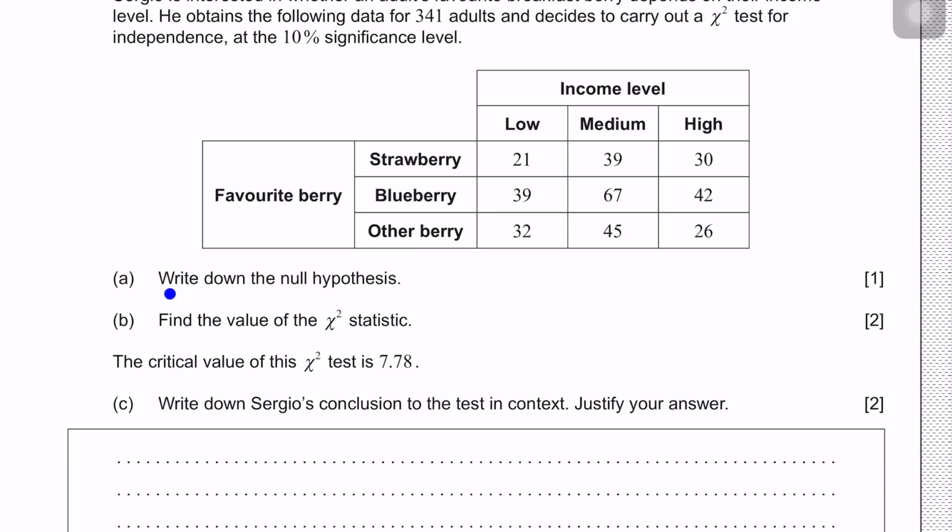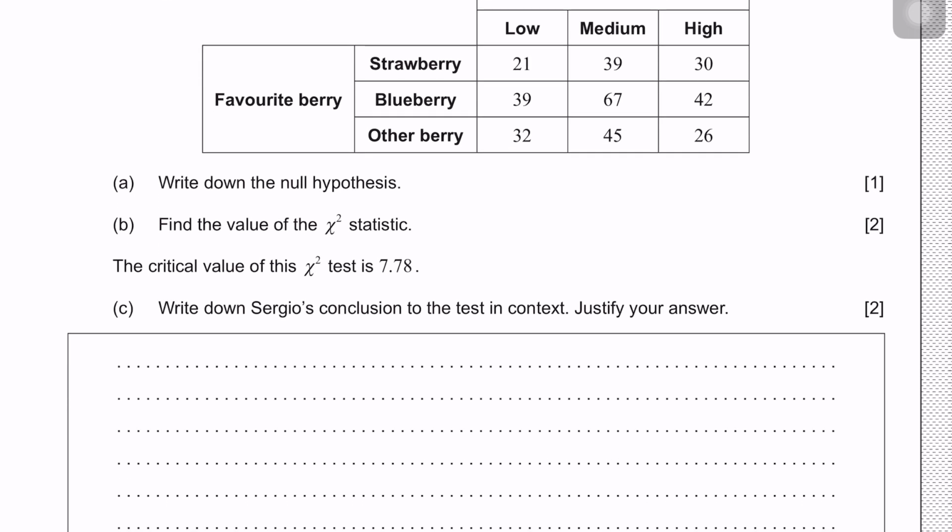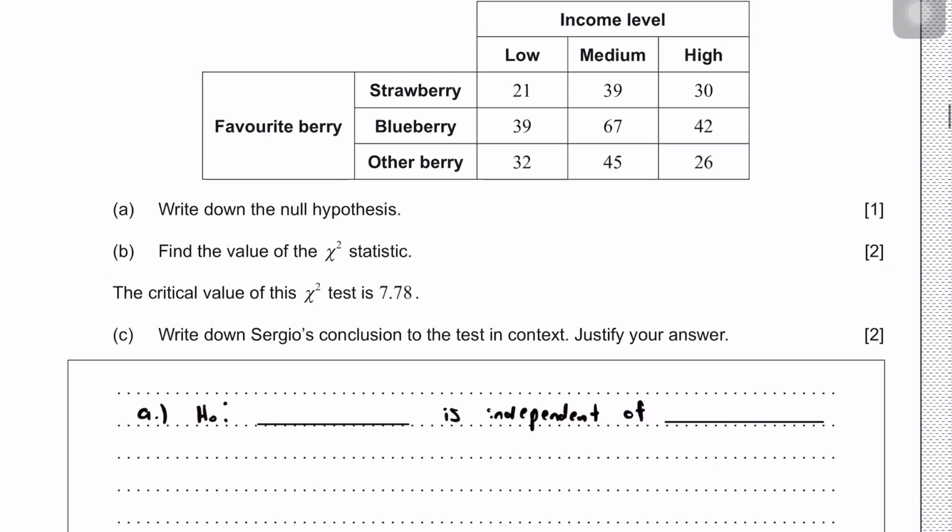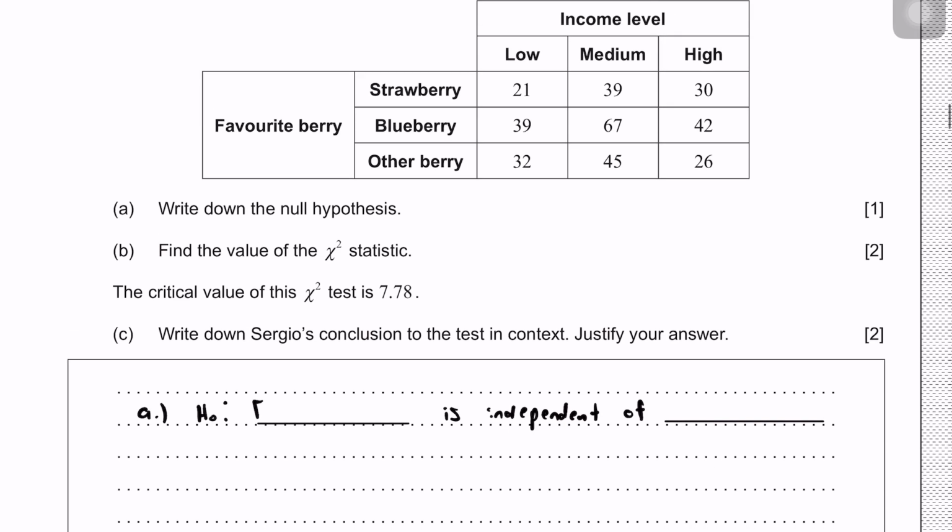Part A asks us to write down the null hypothesis. This is a 1-mark question. So for chi-squared independence tests, we always have this familiar structure. We have blank is independent of blank. This is the null hypothesis. And then really it's just a matter of finding what our categories are. In this case, it would be favorite berry, or we could say berry preference.